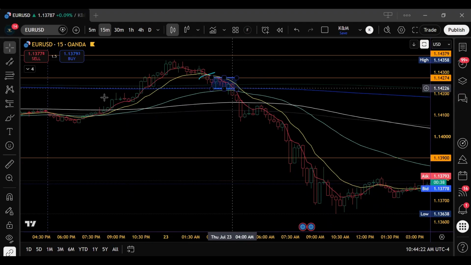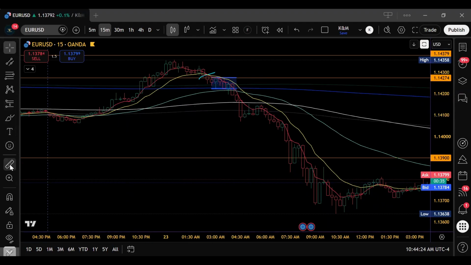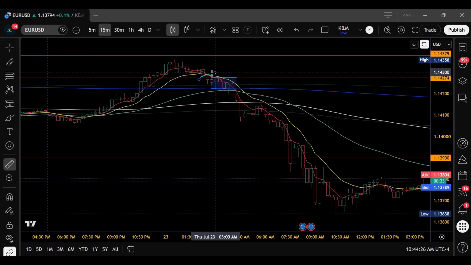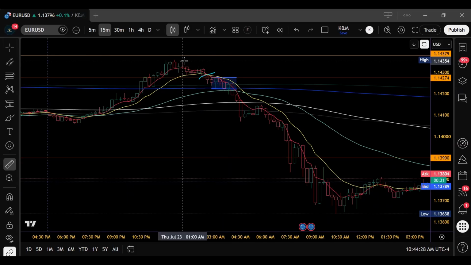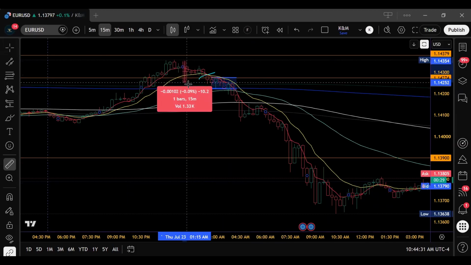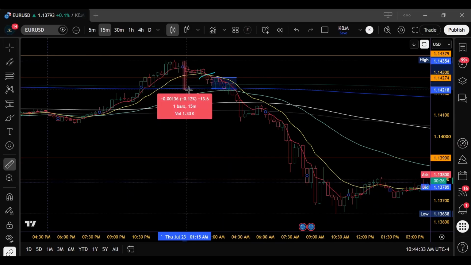After it did that, we can come in here. We're already in the trade, but now we want to measure it for real. So we're going to go to the top, then to the bottom of that consolidation. Top of the M, we got 13 pips.